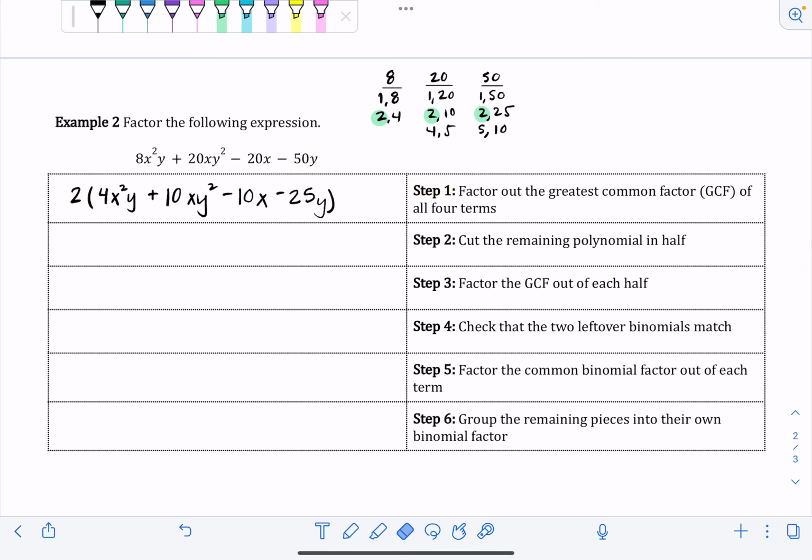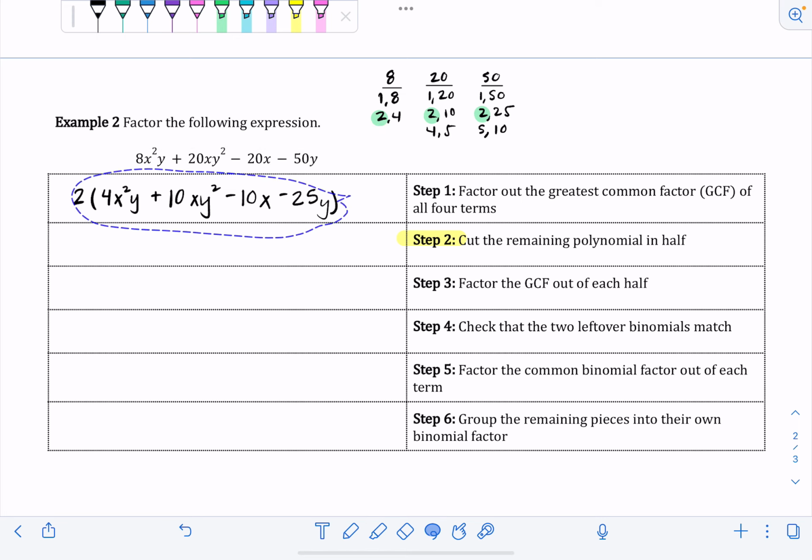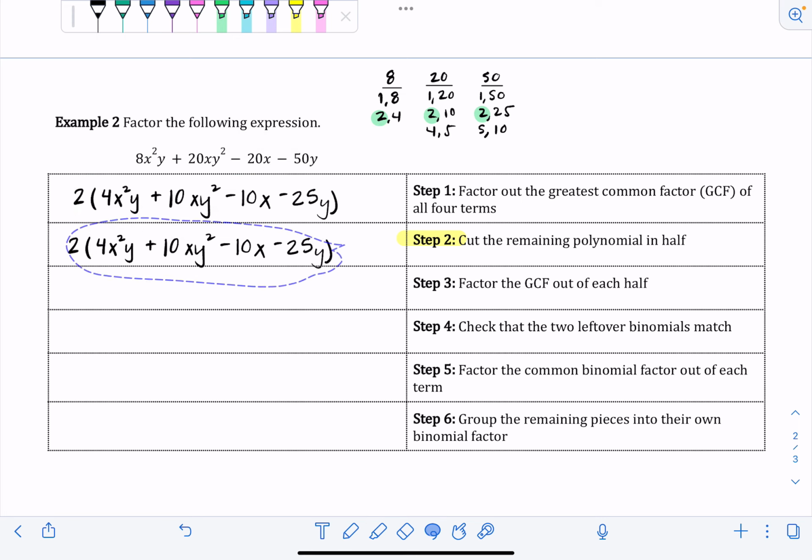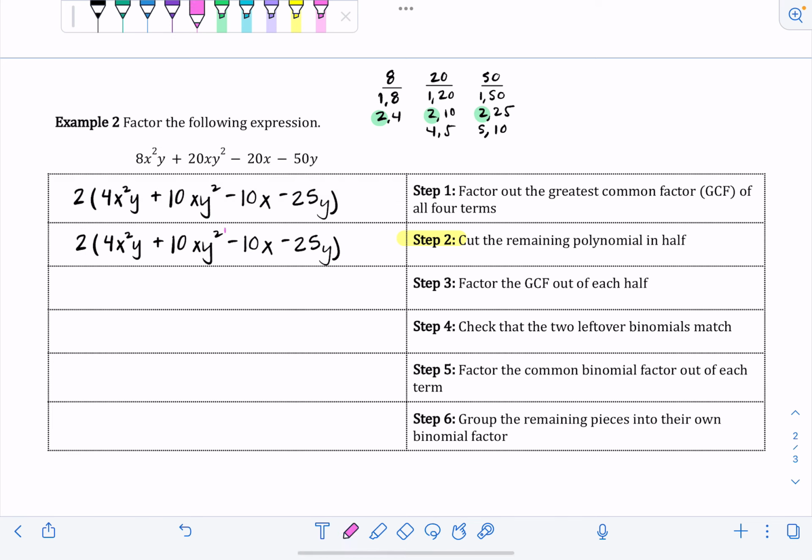Okay, and then step 2 says cut the remaining polynomial in half. So I'm going to rewrite it down below just so it stays somewhat lined up with the steps. If you want to do it right there in step 1, that's totally fine. So 2, I'm just going to copy it. Sorry that you guys can't do that. Okay, so step 2, cut the remaining polynomial in half. So we cut in half what's inside the parentheses. And then step 3, factor the GCF out of each half. So I'm going to bring down this 2, and then I'm going to set up my brackets.